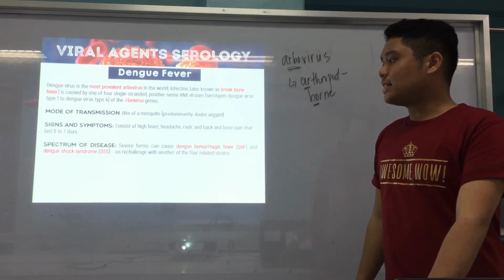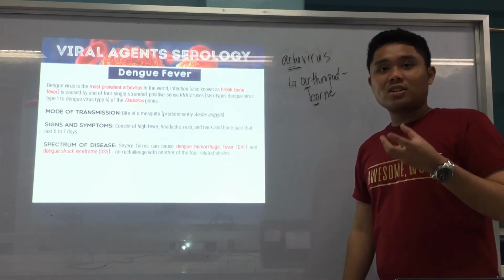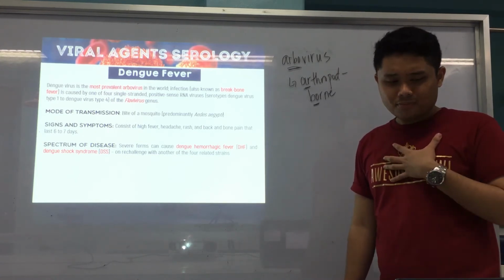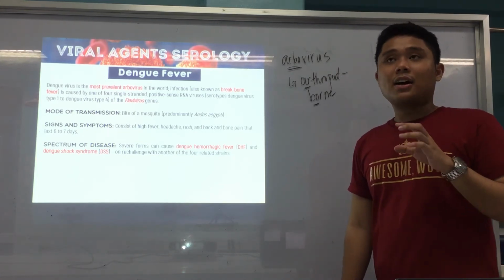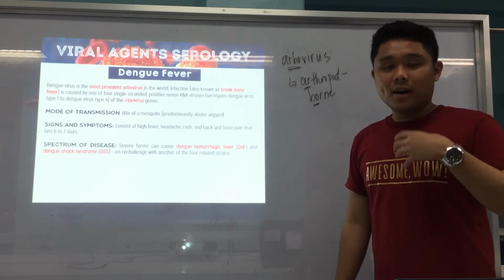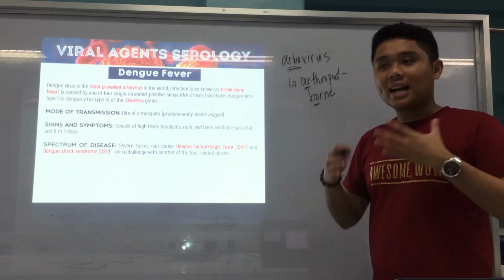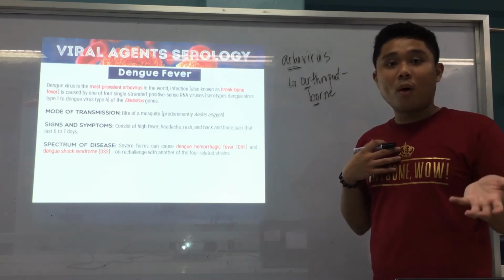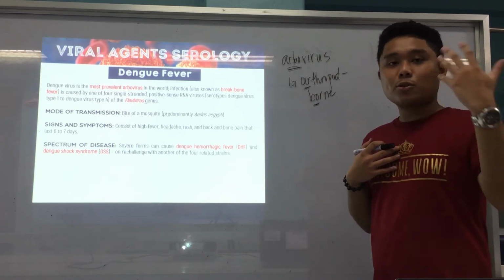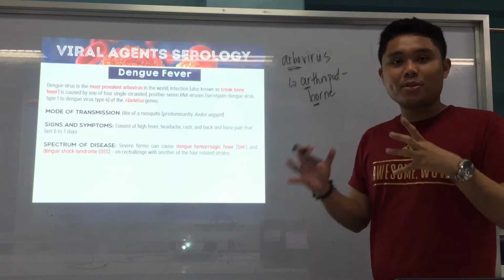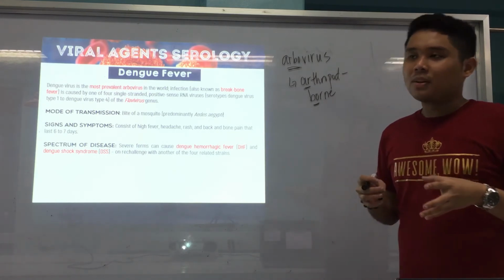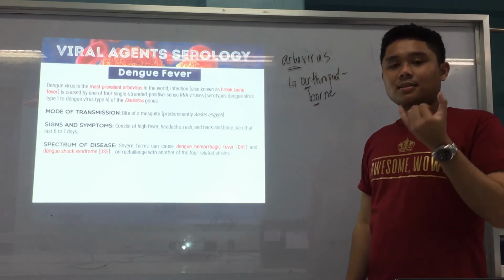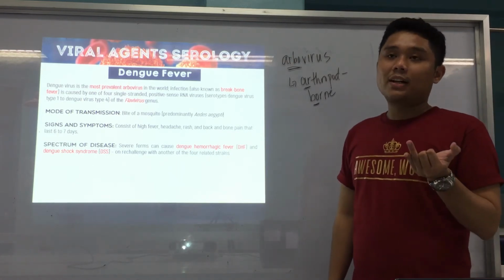Spectrum of disease: severe forms can cause dengue hemorrhagic fever and dengue shock syndrome, especially if you are infected with dengue of a different serotype. Meaning, you had dengue before of a different serotype. Let's say you had dengue of serotype 1, and then you got dengue again, this time serotype 2. So it's a different serotype. Because of that, it can lead to severe forms such as dengue hemorrhagic fever and dengue shock syndrome.